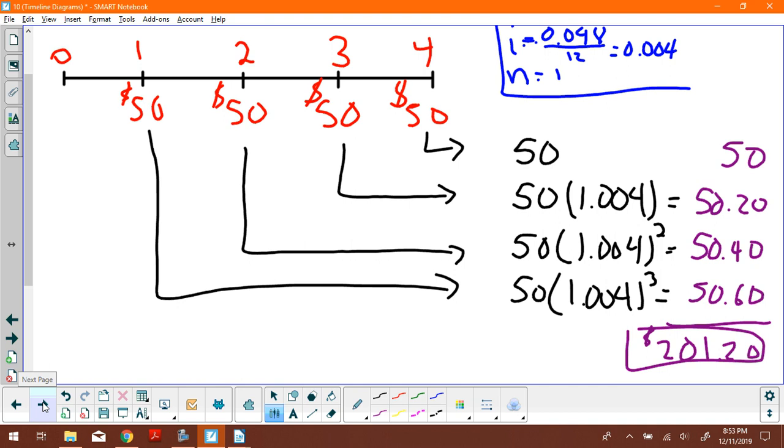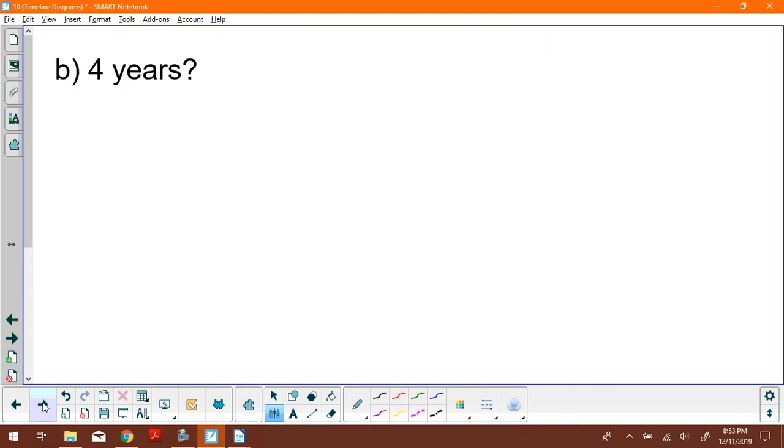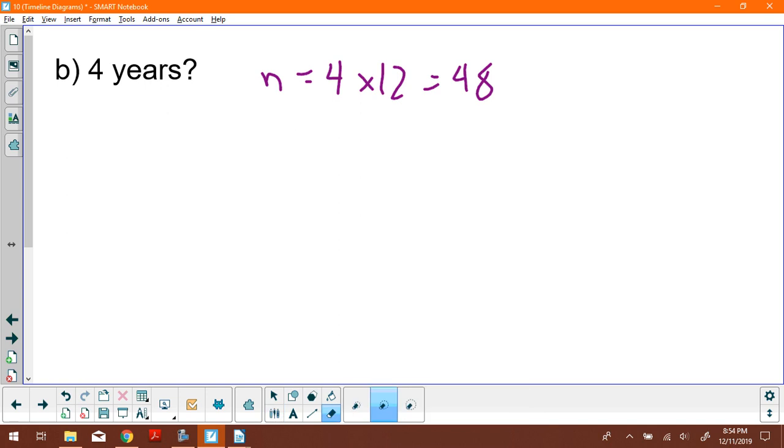Okay, our next level up here for part B was to do this for 4 years. Now, that would be a pretty big diagram. This is where we go back to the formula for a moment. What's the total number of compounds in 4 years? Well, it's 4 years, and I'll bring this in every month, so that is 48 of those. However, we don't really need to go through and do that individually, right? We wouldn't want to make a timeline diagram for 48 payments and see what happens.